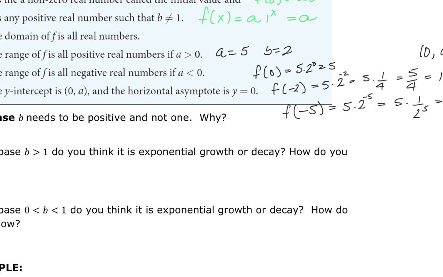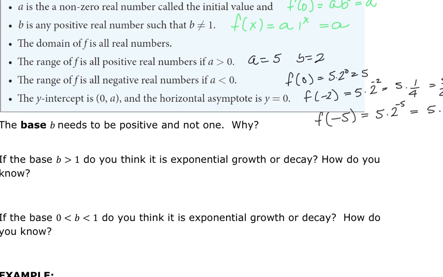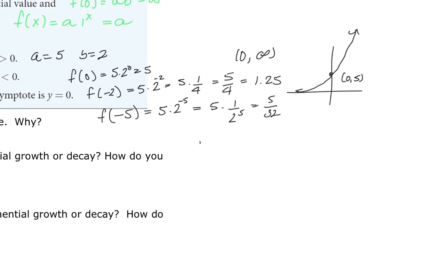Now what happens when I put in a negative? Okay, let's do when a is negative 5 and b is still 2. We have f of 0. This is going to be negative 5 multiplied by 2 raised to the 0, which is negative 5. Okay, that's cool. Let's do f of negative 2.